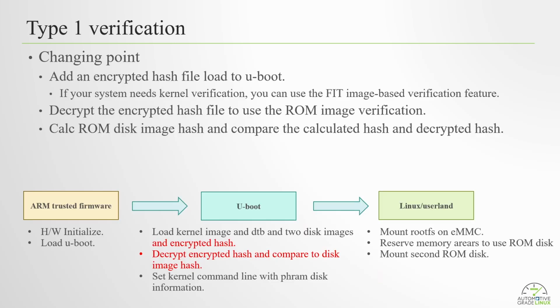Changing points from the previous design: add an encrypted hash file load to U-Boot. If your system needs kernel verification, you can use a FIT image-based verification feature. Decrypt the encrypted hash file to use for ROM image verification, then calculate the ROM disk image hash and compare the calculated hash with the decrypted hash. That's the changing point.